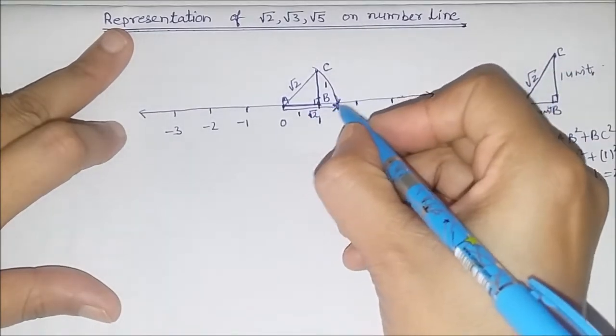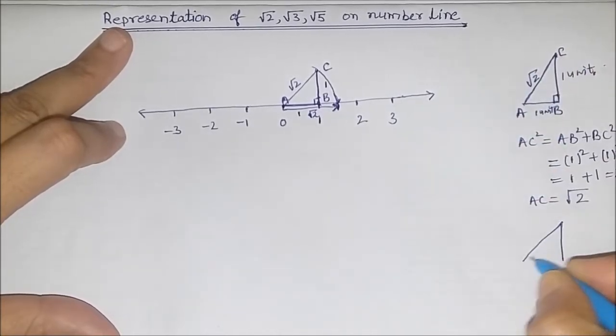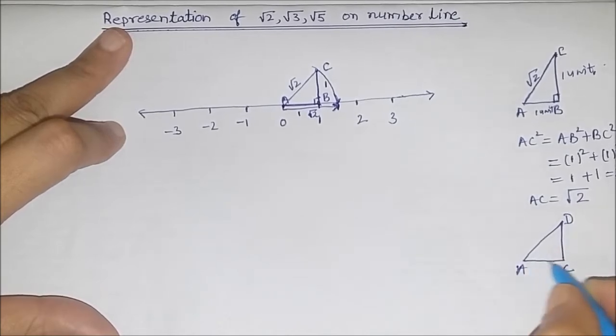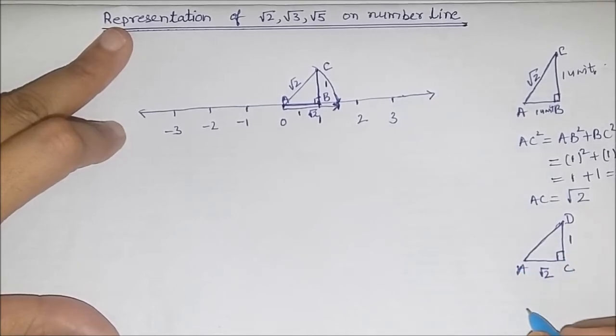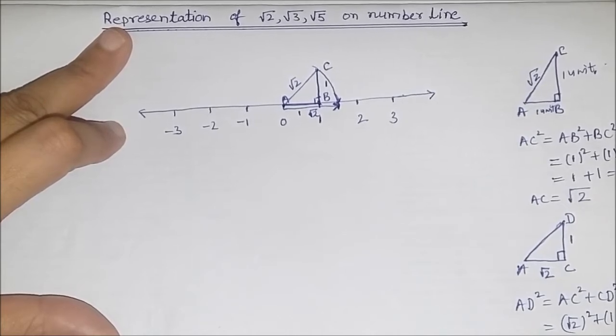Similarly, if we want to represent root 3 on the number line, we will take another triangle. Let us say ACD. In this triangle, length of AC is root 2, length of CD is 1 unit. Now, using Pythagoras theorem in this triangle, AD square is equal to AC square plus CD square. AC square here is root 2 square, CD square is 1 square. Square of root 2 is 2. Square of 1 is 1. So this is 3. So AD is equal to square root of 3.